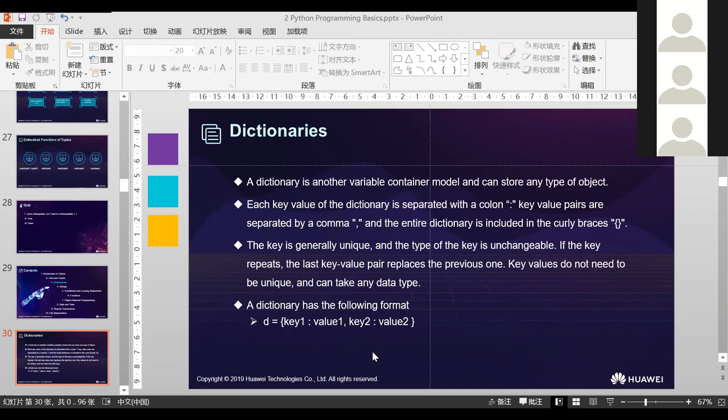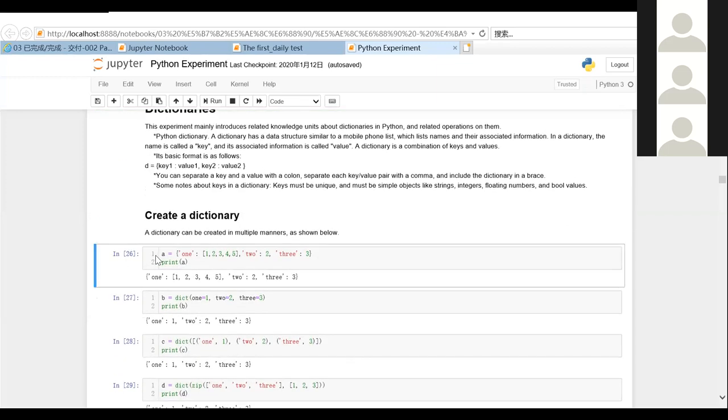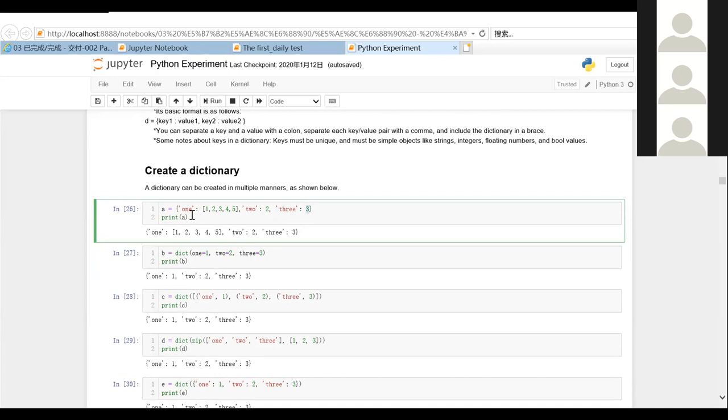Let's have a look at some code. Here, for example, we define a dictionary A. The key value pairs in a dictionary don't have order, so we cannot index the key value pairs like a list or tuple. We cannot use A[1], A[2], A[0] to pick up the key value pairs from a dictionary. To create a dictionary, we use expressions like this. In this dictionary A, we have 3 key value pairs.